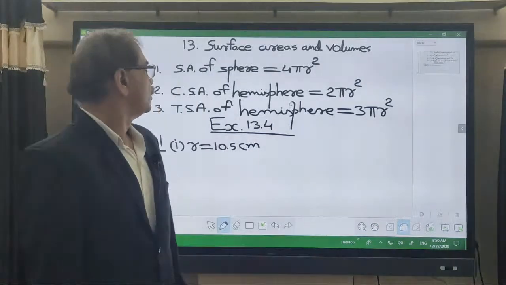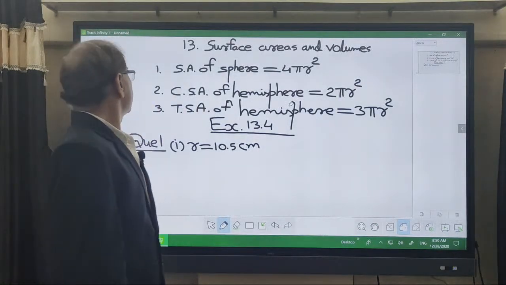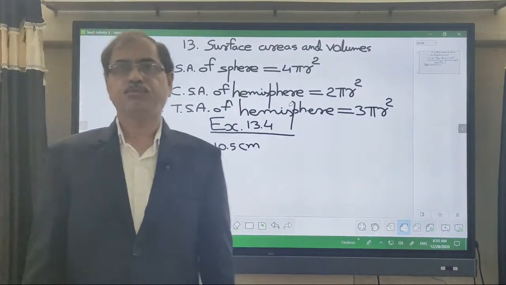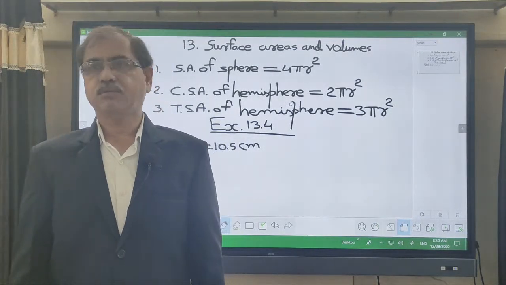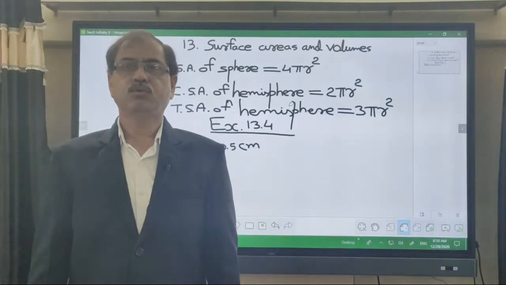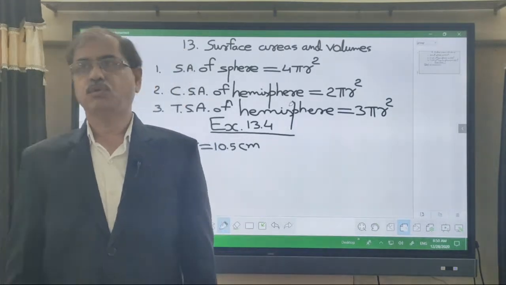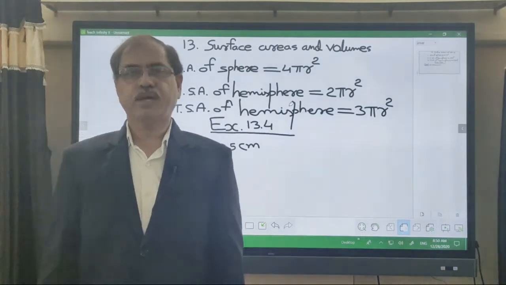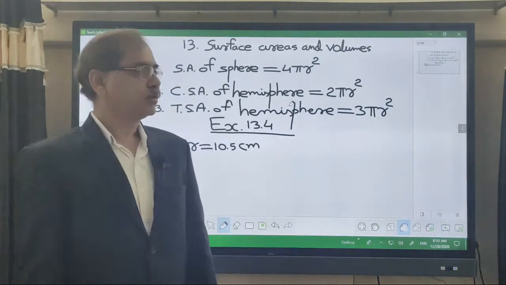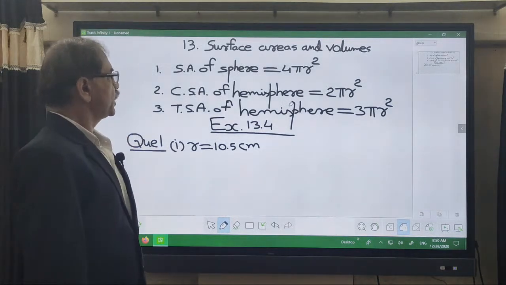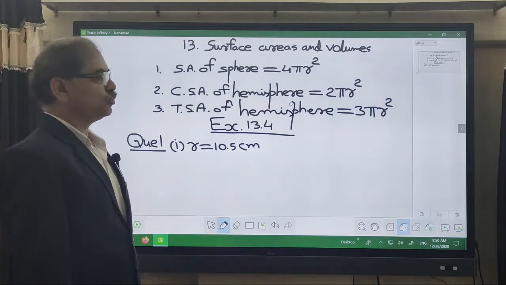Now here the first thing is, in this chapter you must know the formula. If you forget the formula, then you will not be able to do the calculations. So you must know the tables, you must know the formula, and once you know the formula and the tables, then very easily you are able to score marks in this chapter. So the formulas are there before you. Look at them carefully and try to memorize them.